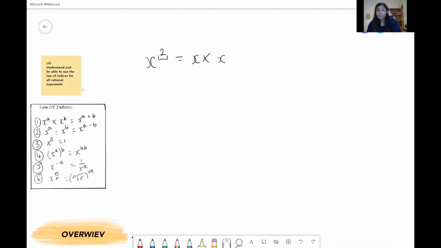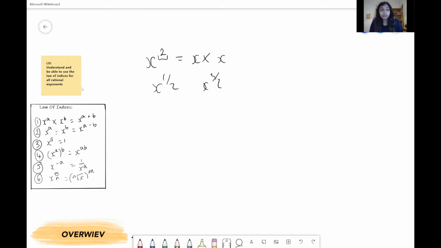Being able to use the law of indices is just about using different rules that make your life easier when solving different equations. They're listed above, those 6, and I'll take you through all of them individually. Rational exponents: if you think of a rational number, it's just a fraction. You can have x to the power of a half, or x to the power of 3/2. So we're going to experience a whole range of different index numbers, with these different rational numbers as the powers.